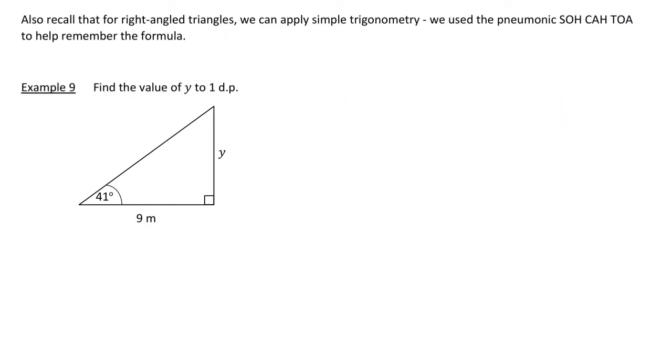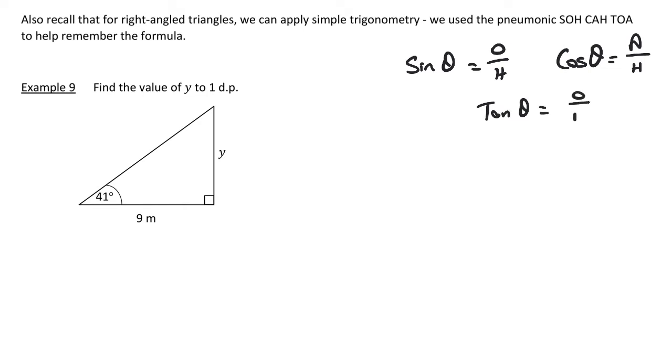We should also recall that for right angle triangles we can apply simple trigonometry. Now, up to now it's not been known as simple trigonometry, but in our next video we'll be looking at more complicated trigonometry. But anyway, for simple trig we use the mnemonic SOHCAHTOA to help us remember the formula. So SOH means sine theta, where theta is the angle, is the opposite over the hypotenuse. CAH means the cos of theta is the adjacent over the hypotenuse, and TOA is the tan of theta is the opposite over the adjacent.